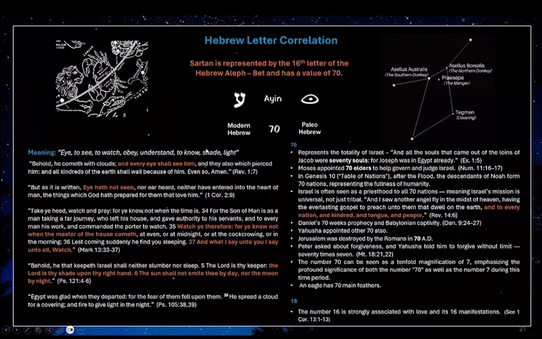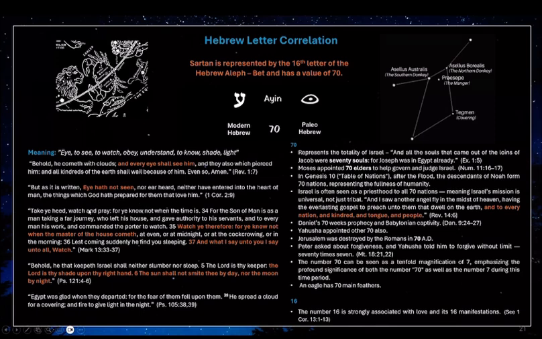And what do we read in Scripture? Behold, he comes with clouds, and every eye shall see him, and they also which pierced him, and all kindreds of the earth shall wail because of him. Even so, amen. But as it is written, eye has not seen, nor ear heard, neither have entered into the heart of man the things which Elohim has prepared for them that love him.